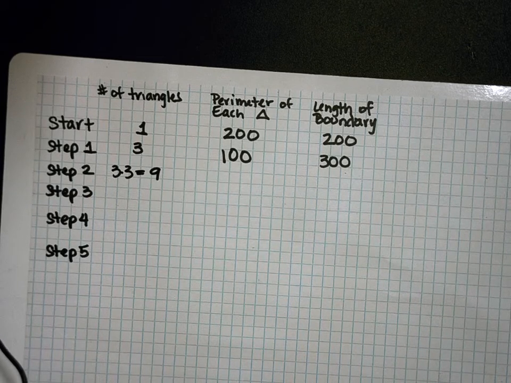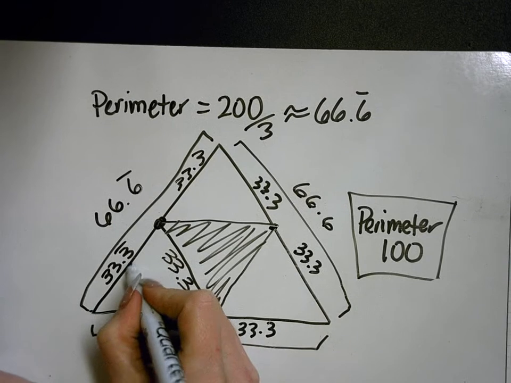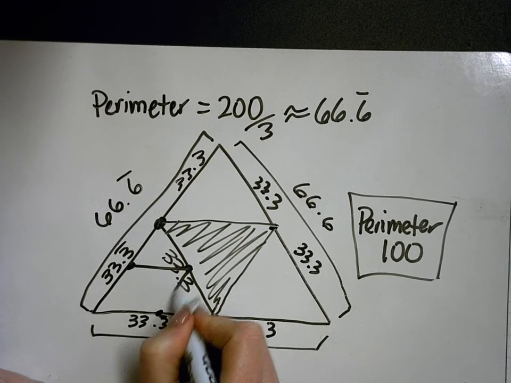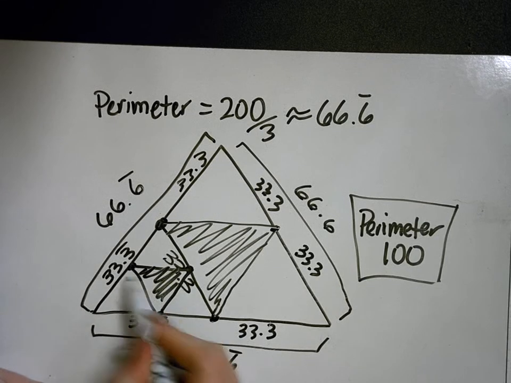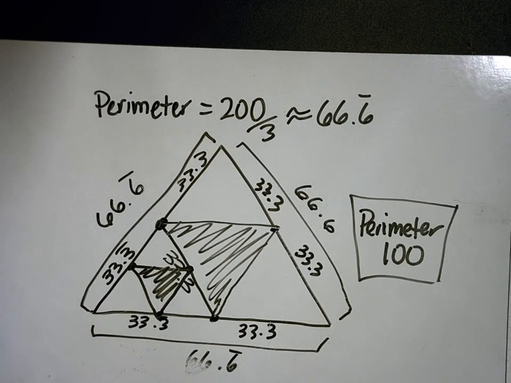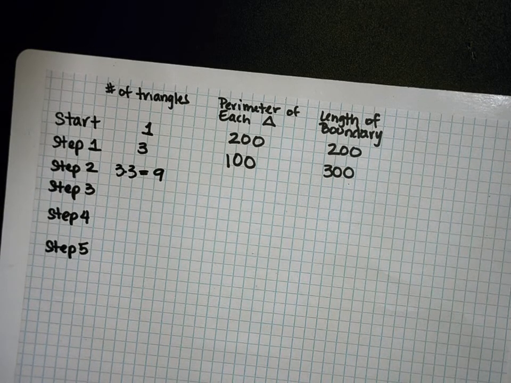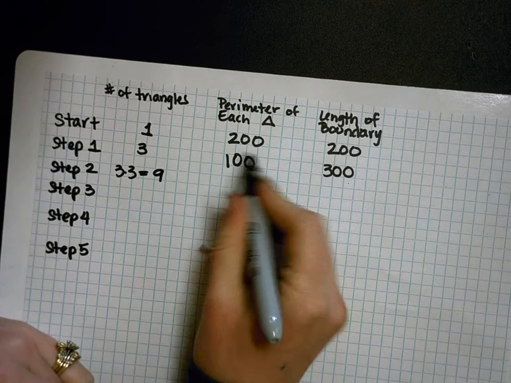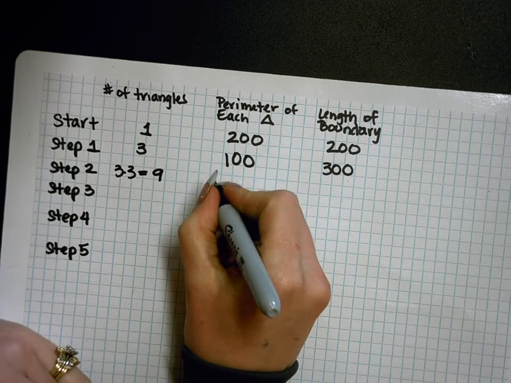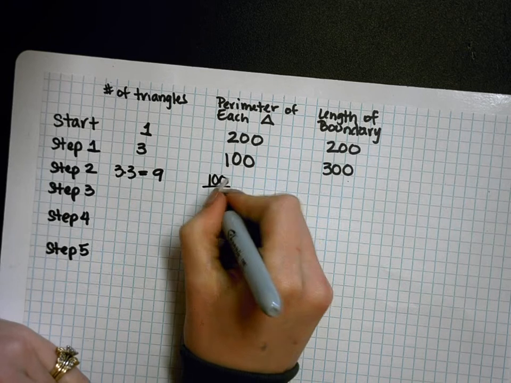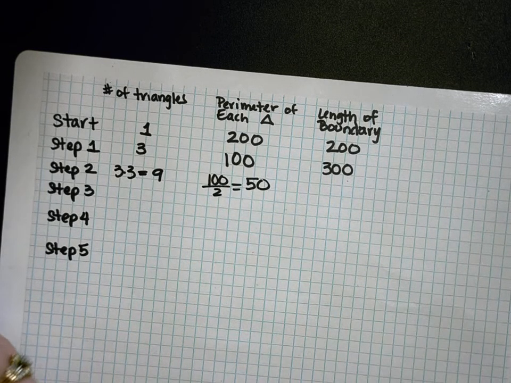is actually going to be our, back to here, we're going to mark the midpoint of each one of these things. And we're looking at the perimeter of each one of these smaller triangles. The perimeter of each one of those smaller triangles is actually half the perimeter of the step 1 triangle. So 100 divided by 2 equals 50. And that's the perimeter of each triangle.